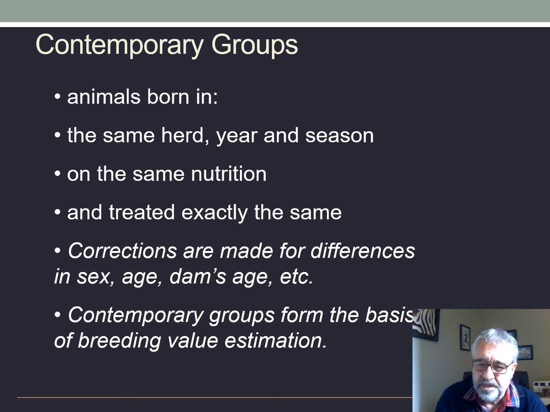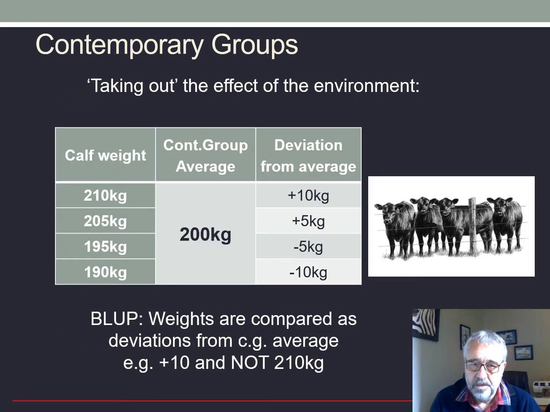Oftentimes the question is asked, how do you take out the environment in BLUP breeding values or EBVs? This is the way you take out the environment. You always record animals within the same contemporary group, within the same environment. So the principle of BLUP is that your recording of the performance would be in the same environment, in the same contemporary group. A level playing field is being used. Good, let's then look at how BLUP works in terms of using a contemporary group comparison.